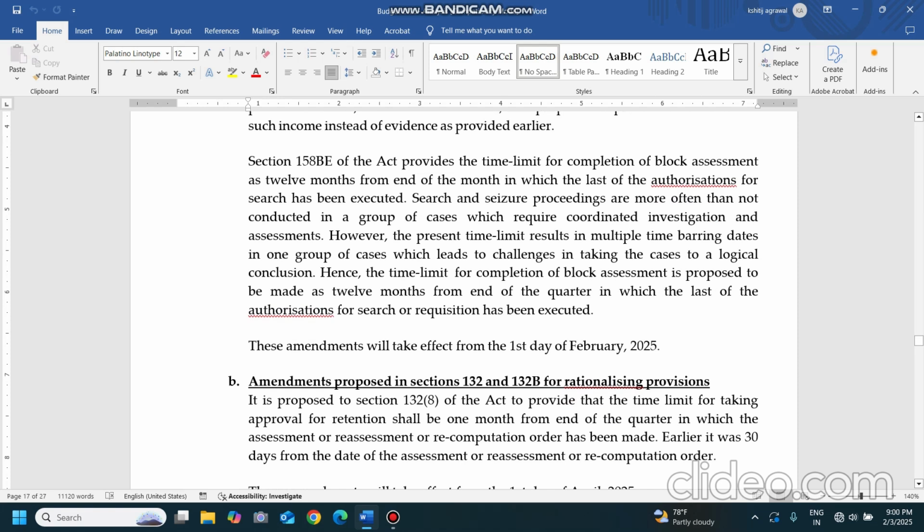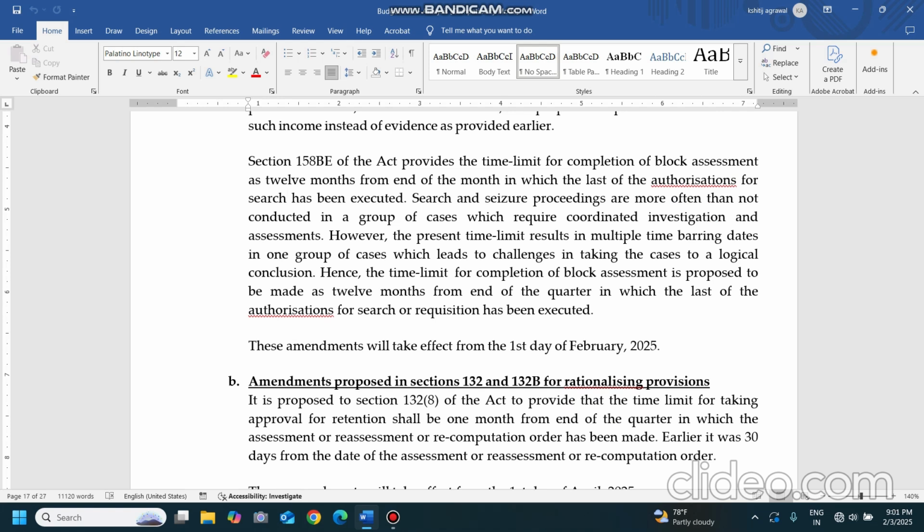Now coming to the time limit for the same case, if any international transaction or specified domestic transaction is happening, then what is the time limit to complete the assessment? Earlier it was 12 months from the end of the month in which the last of the authorizations for search has been executed, but now this time limit has been changed and it has been increased to 12 months from the end of the quarter in which the last of the authorizations or search has been executed.